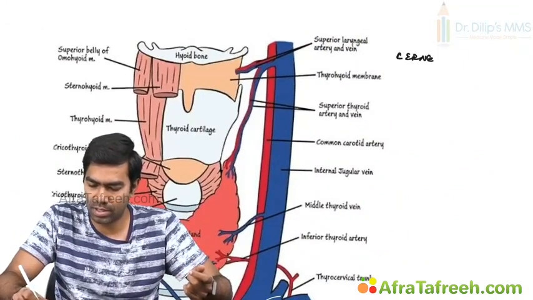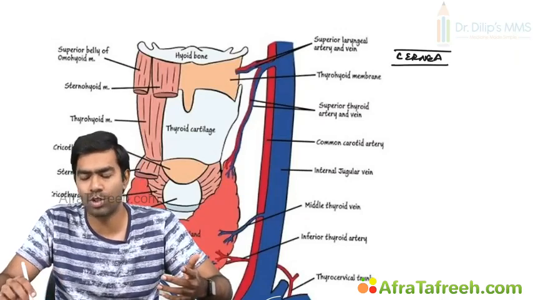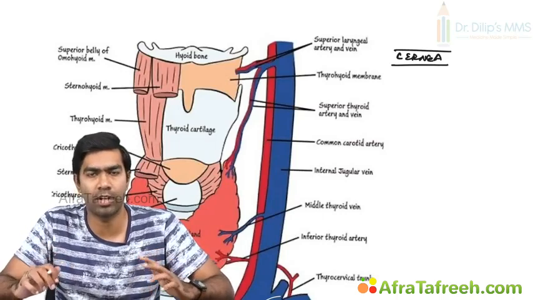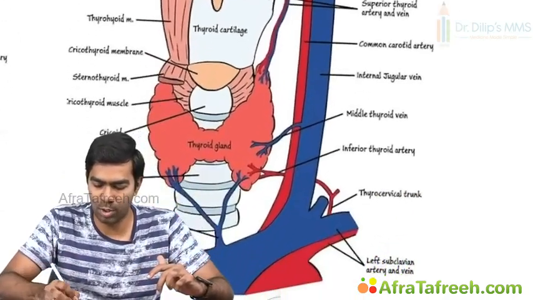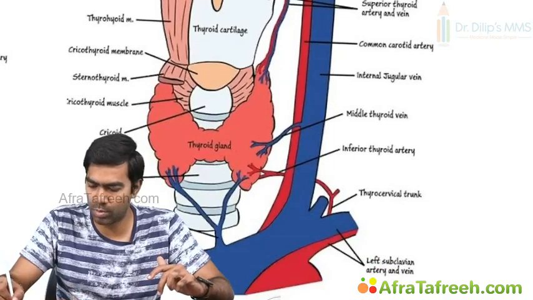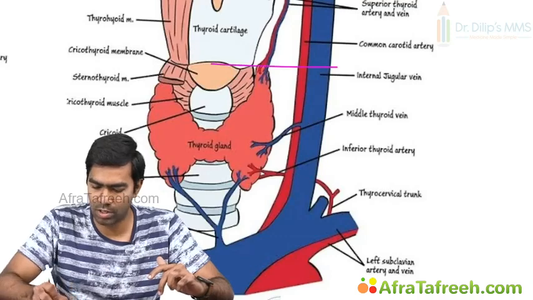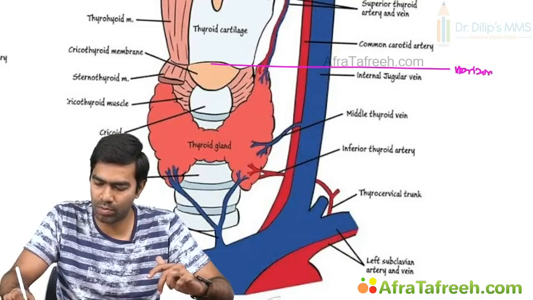What do you mean by a Cernea classification? This will tell you the risk of injury to the external branch of the superior laryngeal nerve, depending on how close it is associated with the superior pole of the thyroid gland. So we'll put a horizontal plane at the superior pole of the thyroid gland. So let me draw a horizontal plane. So this is the horizontal plane at the superior pole of the thyroid gland.